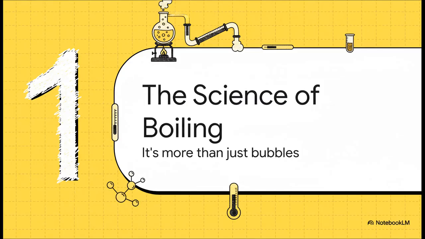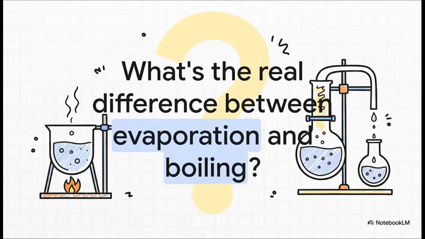The science of boiling. It's way more than just a bunch of bubbles. So what's really going on down at the molecular level when a liquid starts to boil? A lot of people think it's the same as evaporation, but it's not. So what's the real difference between evaporation and boiling? I mean, they both look kind of similar, right? A liquid turns into a gas. But trust me, the how and where it happens is completely different, and it's a super important distinction.